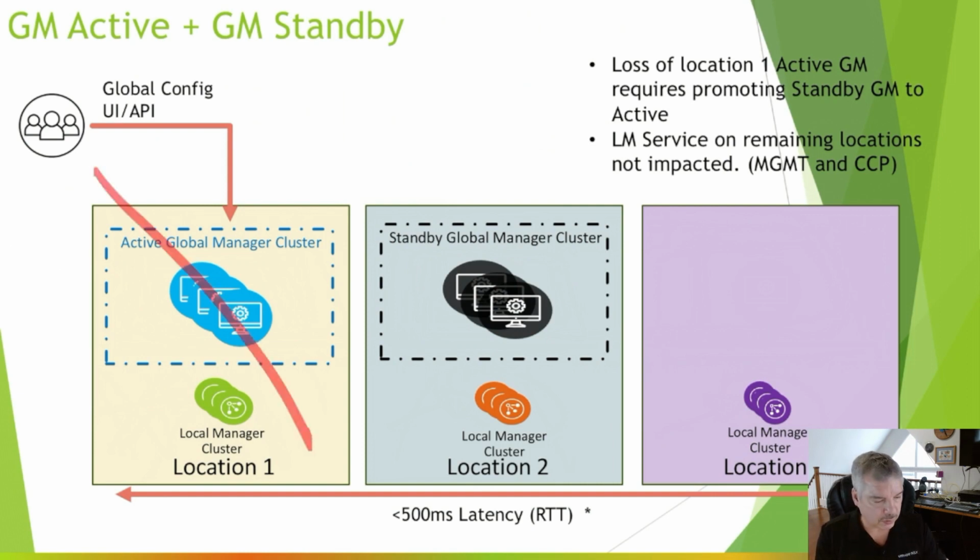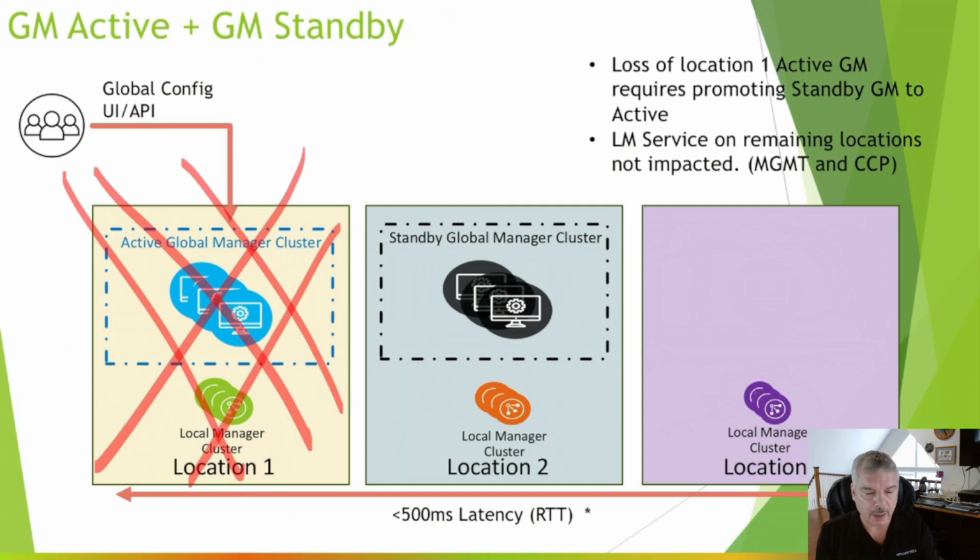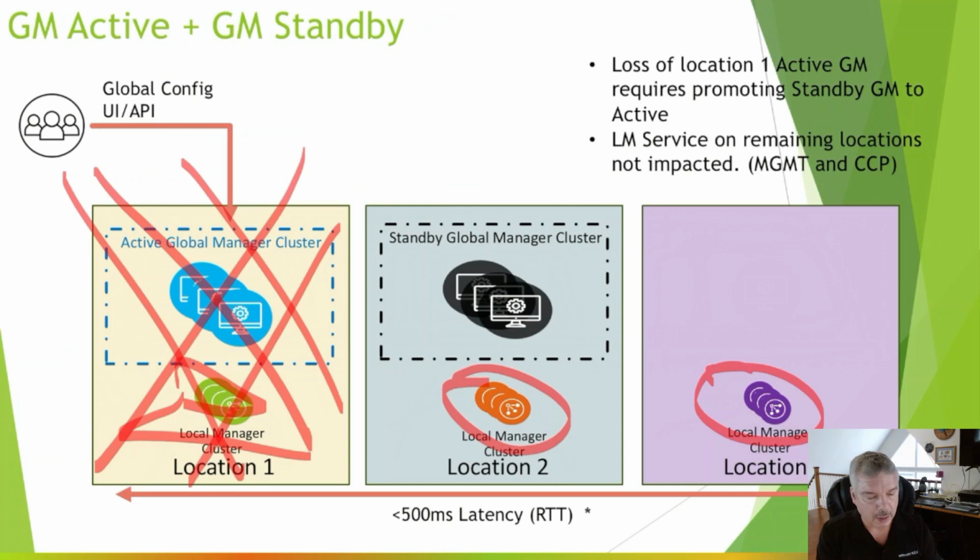So in this example, if we lose location 1, data still flows. From a management perspective, the control plane is still functioning over here at locations 2 and 3. Location 1, it's toast, it's gone. But I now need to go into this standby global manager cluster and promote it. I can go in and say, okay, you're now the active. The local management service on the remaining locations, including the central control plane and management, still functions.